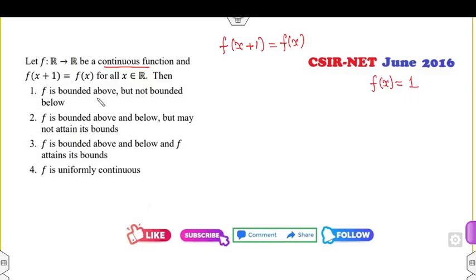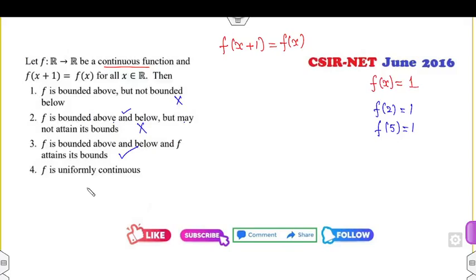Every constant function is bounded below, bounded above, both. So this option is cancelled. Bounded above and below, fine, but may not attain its bound. You can attain its bound: f of 2 is 1, f of 5 is 1. So you can attain its bound also. F is bounded above and bounded below, and F attains its bound. Yes, this is the correct option.